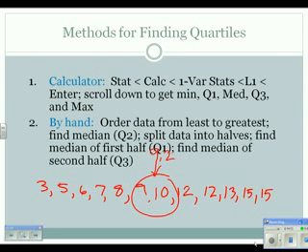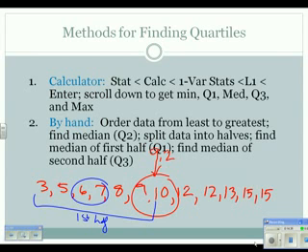And then our first half of the data set would be from what to what? 3 to 9. Okay, so this is the first half. And then the median of the first half of the data set would be, yeah, the 6 and the 7 are in the center, so we average those to get 6.5. And I actually put 9.2 here, sorry. It should be 9.5.